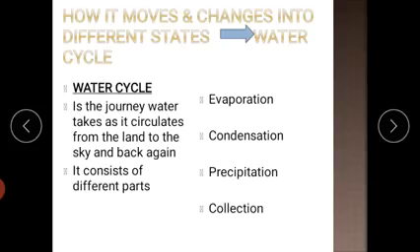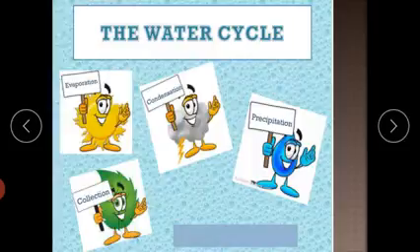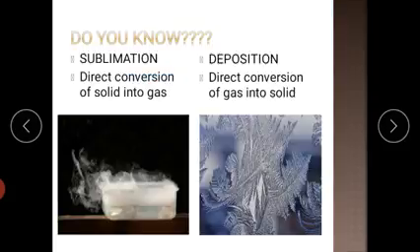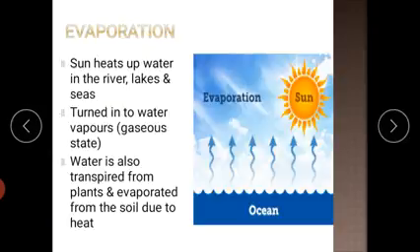So this whole procedure is done in certain steps, which are evaporation, condensation, precipitation and collection. Before we discuss these steps one by one, firstly there are some terms we need to know: sublimation and deposition. So what is sublimation? When there is the direct conversion of the solid state of water into gas, that is called sublimation. And when there is direct conversion of gas into the solid state of water, that is called deposition. So these terms are used in today's lecture when we are discussing the different stages of the water cycle.